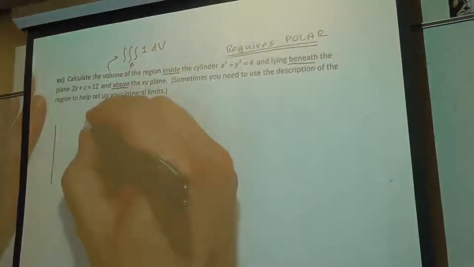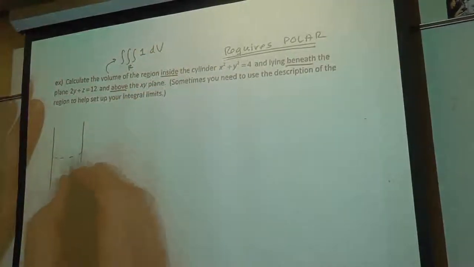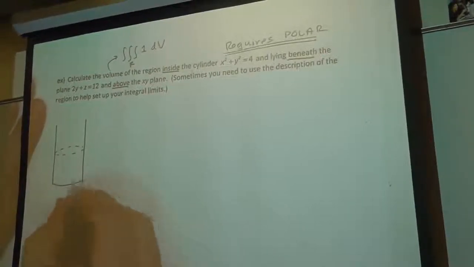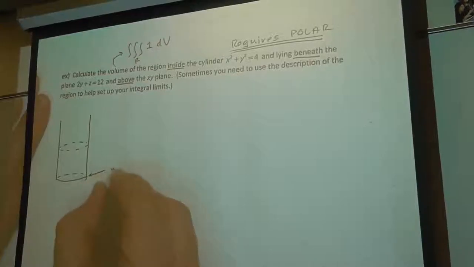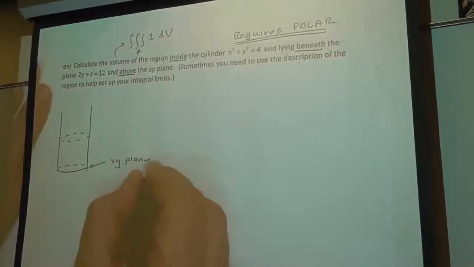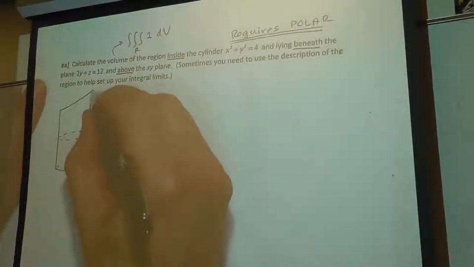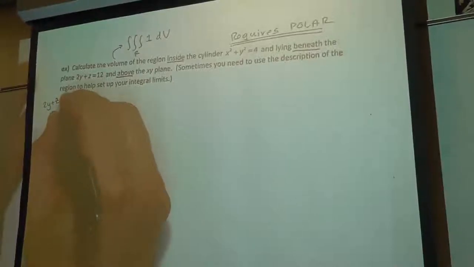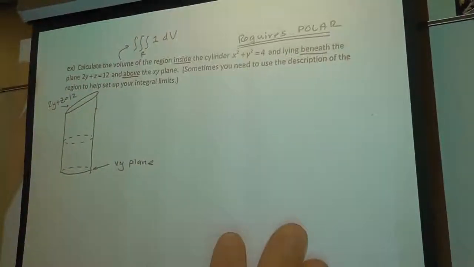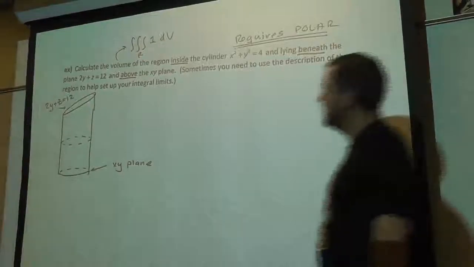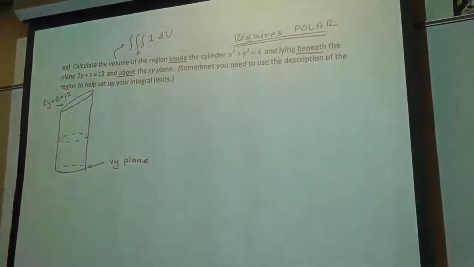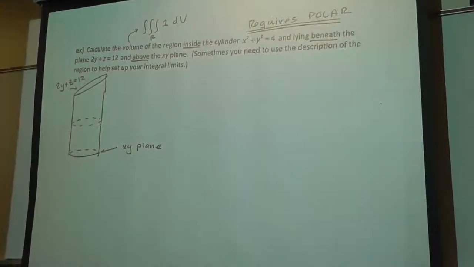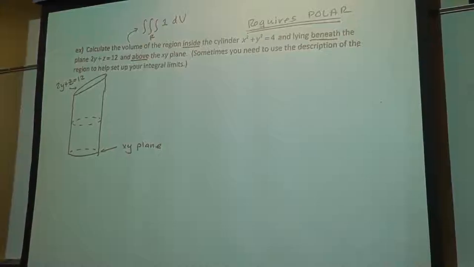Cylinder of radius 2. Okay? So here's, and I'll just do a generic cross section here representing the fact that it's supposed to be circular. Cut off below at the xy plane. And on the top, you have this tilted plane cutting into it. So this is possibly some representation of what this solid looks like, okay? And we want to use this to help us set up our limits of integration. We want to find the volume of this solid.